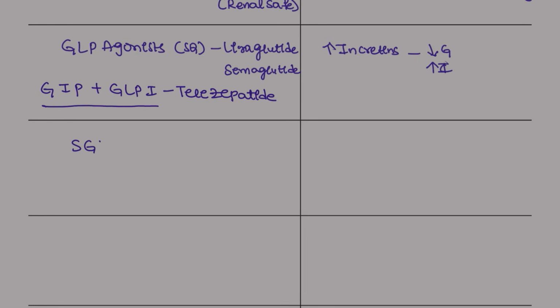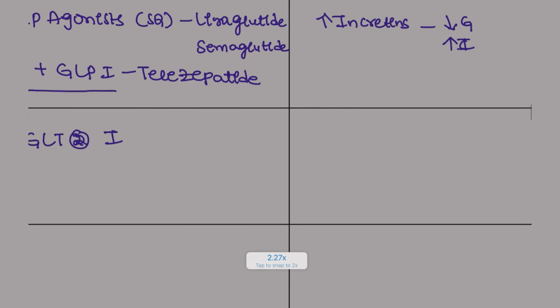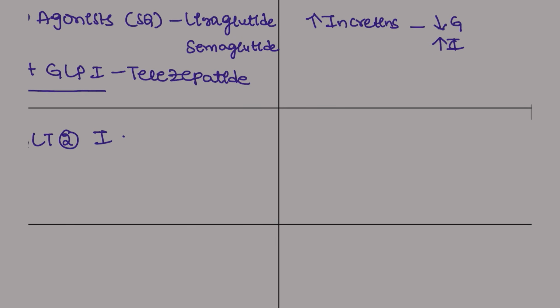Next, SGLT2 inhibitors. What will these SGLT2 inhibitors be doing, guys? Let's see the mechanism. These drugs end with the gliflozins.